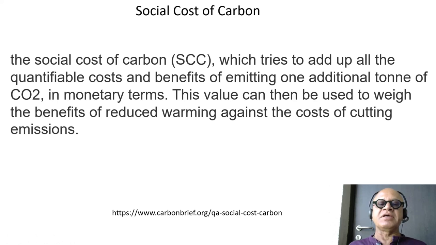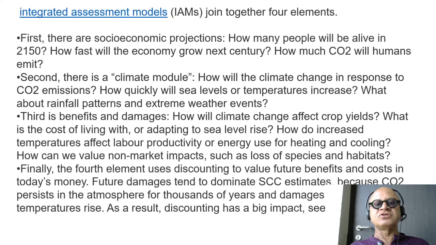So easy to say, but not at all easy to do. This value can then be used to weigh the benefits of reduced warming against the cost of cutting emissions. So economics is always about cost-benefit ratios. So if you have a social cost of carbon, then presumably you can easily use that to say we spend this much to reduce this much carbon dioxide, and these are the benefits. So the point of the chapter is that it's not easy to do, and yet there are many estimates being put out, as I will show a little bit later on.